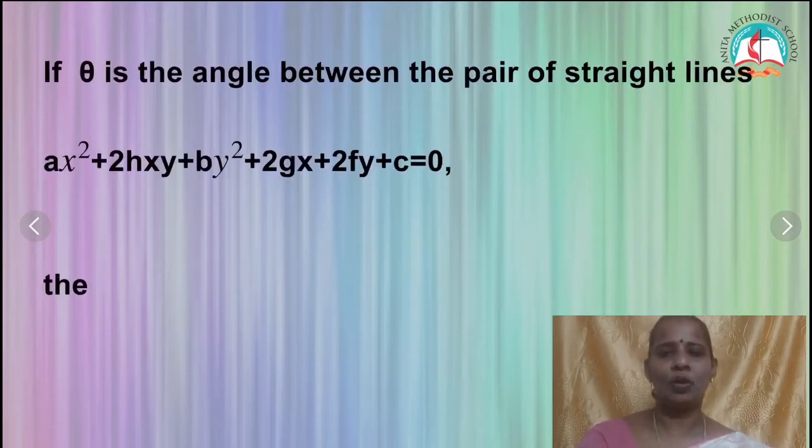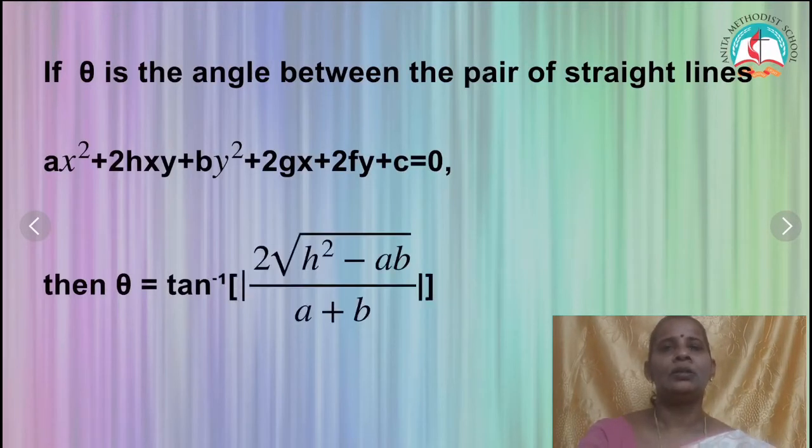Okay. The next formula we are going to study is to find the angle between the pair of straight lines. Suppose my question is in this format, then use the formula theta is equal to tan inverse of 2 root of h square minus ab divided by a plus b. And here we are going to consider the modulus. Okay. And if the numerator is 0, then the lines are parallel. If the denominator is 0, then the lines are perpendicular. Always when you look at the question, children, just check whether the lines are parallel or perpendicular.